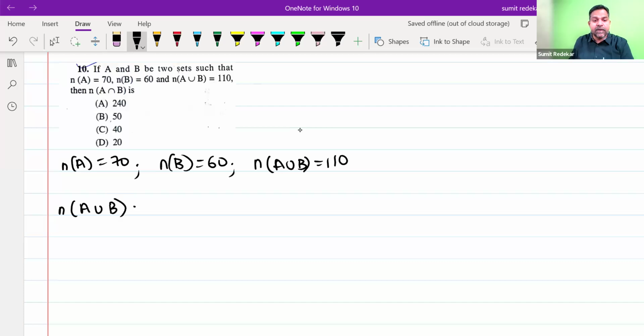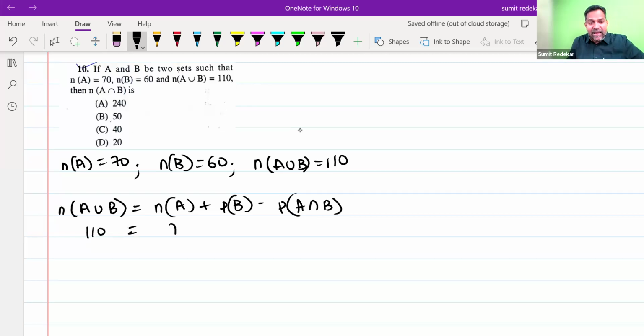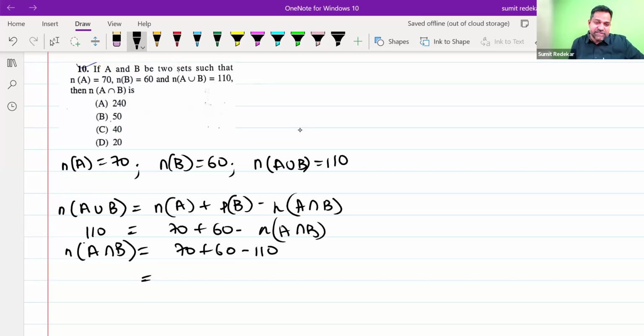Well, I know the addition theorem. The number of elements in A union B is whatever A has plus whatever B has minus whatever both of them have together. The union is 110, A has 70, B has 60, and both together need to be found. Take both together to the other side. The number of elements in A intersection B is 70 plus 60 minus 110. 60 plus 60 is 120 plus another 10 is 130, minus 110 is 20. The intersection has 20 elements. That is question number 10.